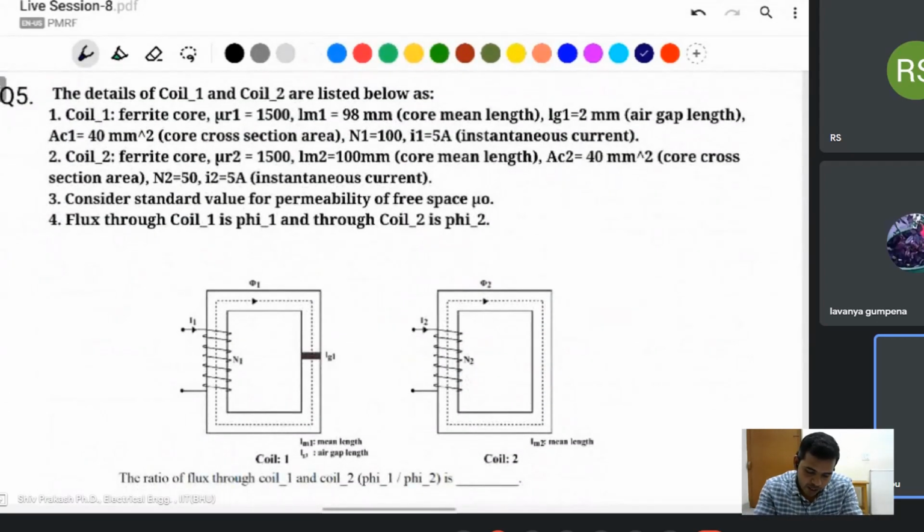Next question: the details of coil 1 and coil 2 are listed below, coil 1 ferrite core. I think both are ferrite cores. Ferrite core means applicable for high frequency. It's not a laminated core. It is a solid core of ferrite material. A normal transformer for the AC system is a laminated iron core transformer. But here the ferrite core means a solid core made of ferrite material, used for high frequency transformers like a pulse transformer. It is used for converters, any SMPS converter.